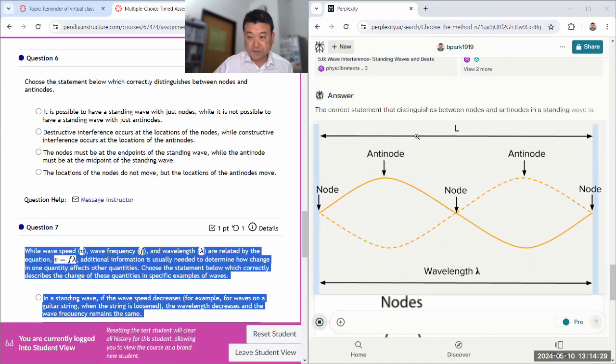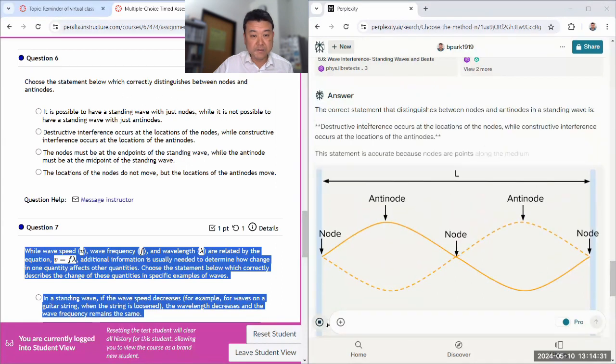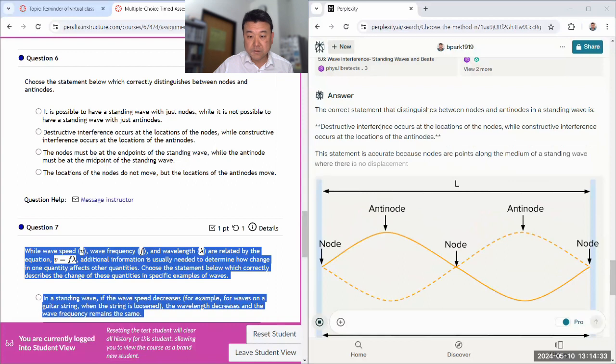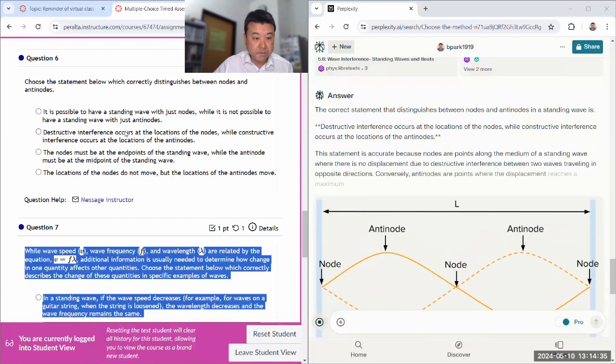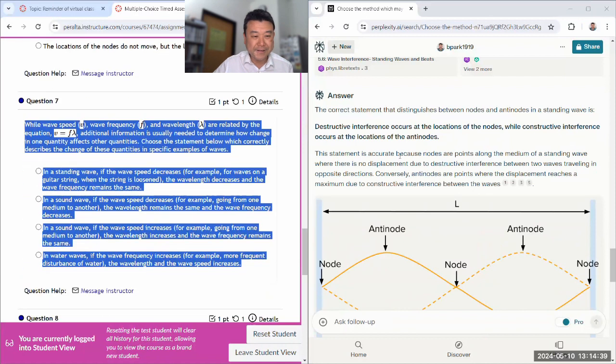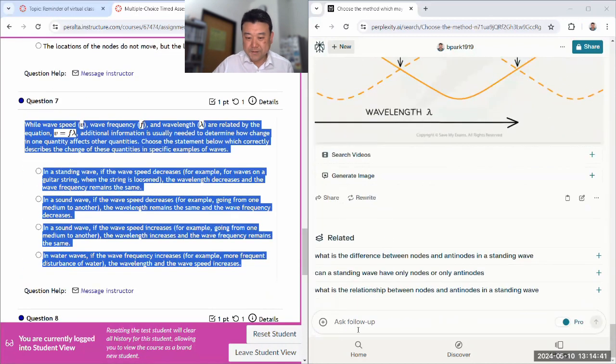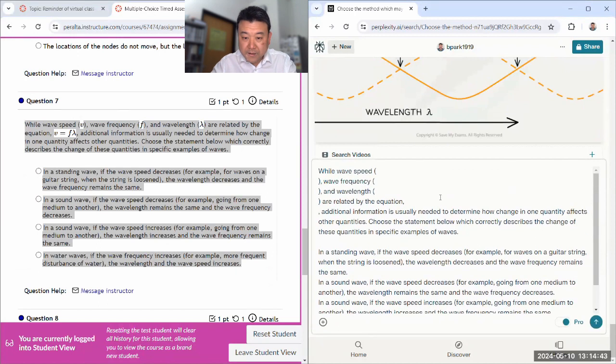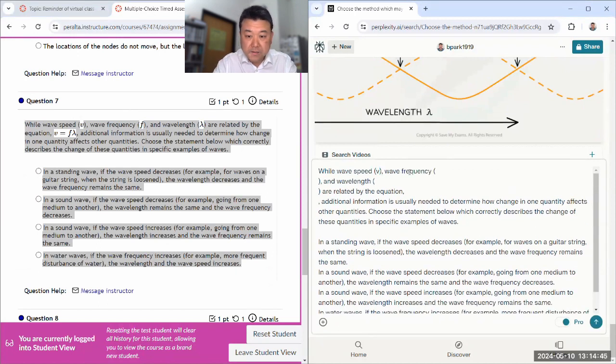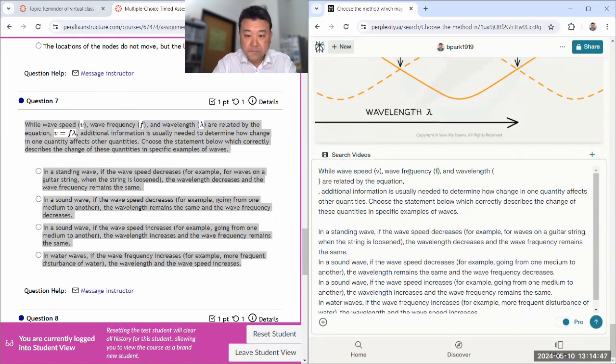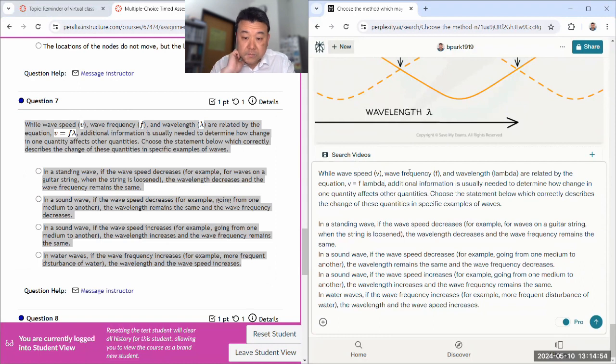is quite slow today. Standing wave: destructive interference occurs at the locations of nodes. That sounds right. It's probably right. All right, let me paste the next one. A wave speed v, wave frequency f, and wavelength lambda are related by the equation v = f lambda, additional information usually K. I think that's all of the question.